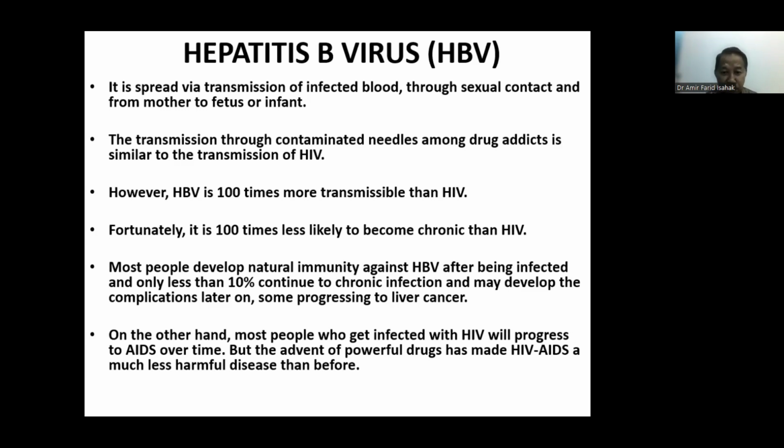Fortunately, while it is 100 times more transmissible, it is 100 times less likely to become chronic compared to HIV. Now, most people develop natural immunity against HBV after being infected, and only less than 10% continue to chronic infection and may develop the complications later on, some progressing to liver cancer. On the other hand, most people who get infected with HIV will progress to AIDS over time. But the advent of powerful drugs has made HIV/AIDS a much less harmful disease than before.